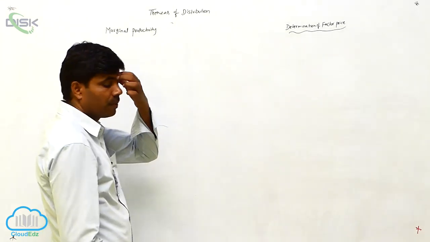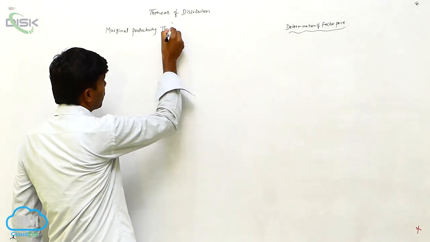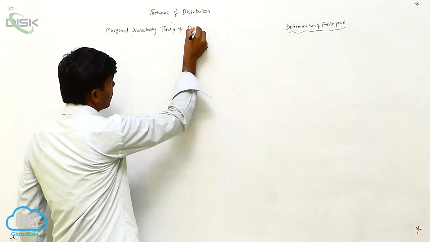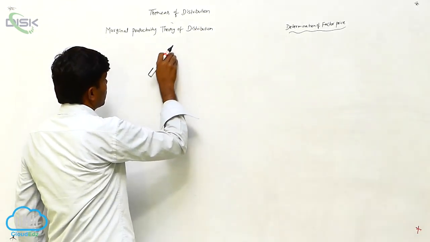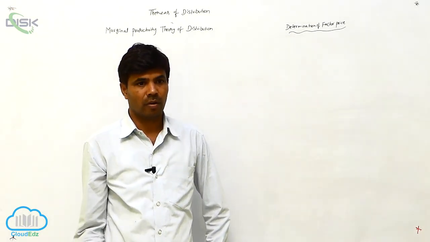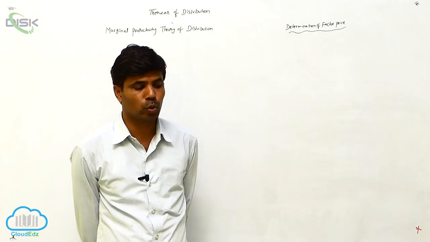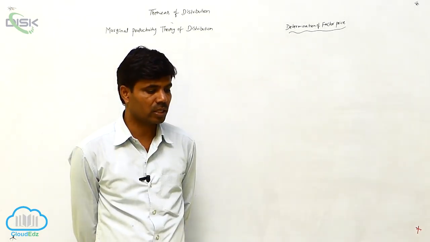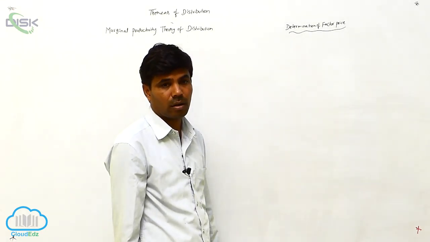Marginal productivity theory of distribution. So, the marginal productivity theory can be used for determining the price of factors of production. The factors of production were systematically developed by J.B. Clark.